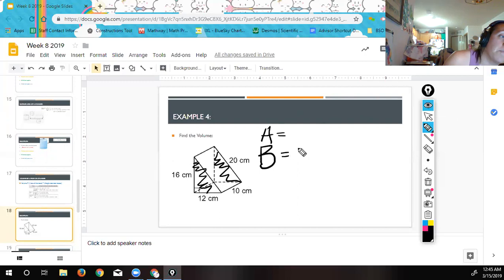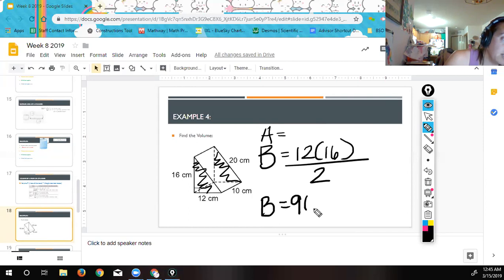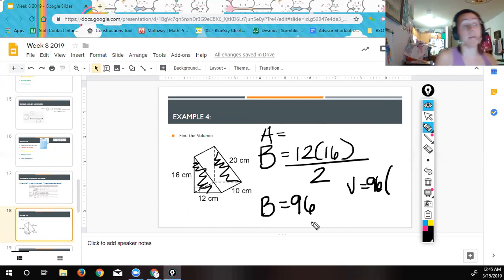We're going to go base, which is 12, times 16, divided by 2. So 12 times 16 divided by 2 is 96. So my area of my base is 96. Now, if I want to find the volume, I'm going to take that 96 and multiply by the height, the thing that makes it 3D, and that's this 10. That's what extends it out.